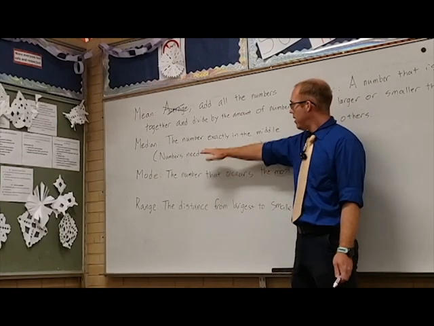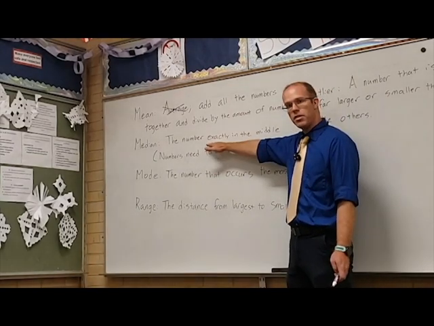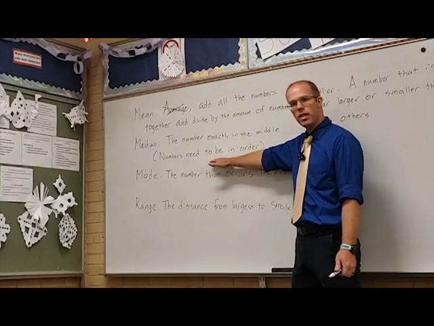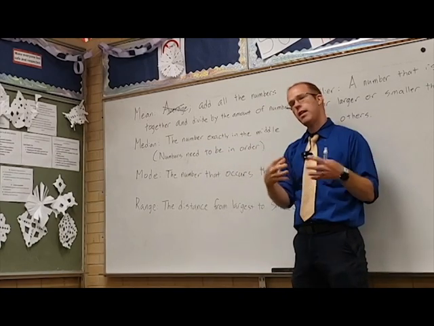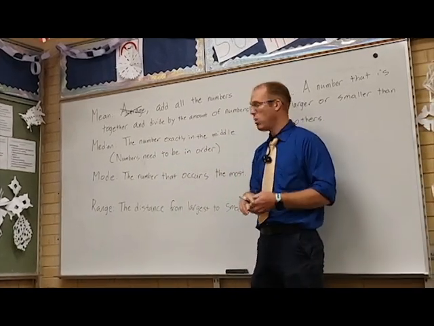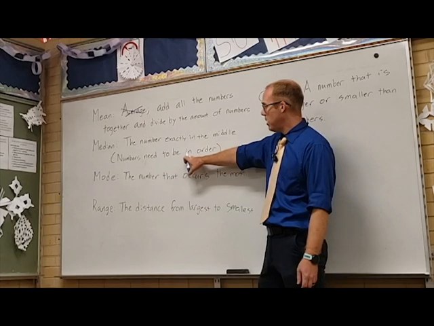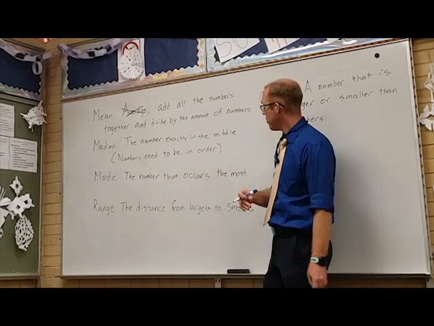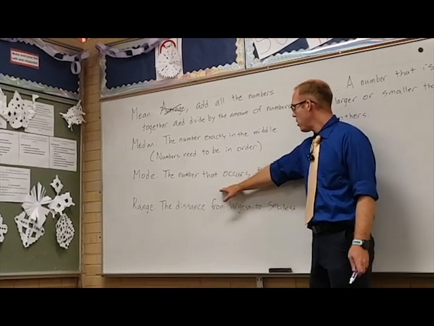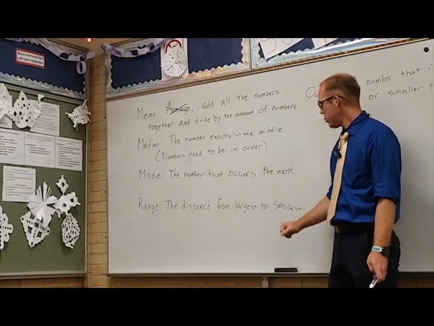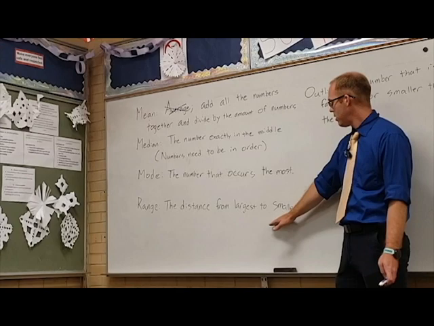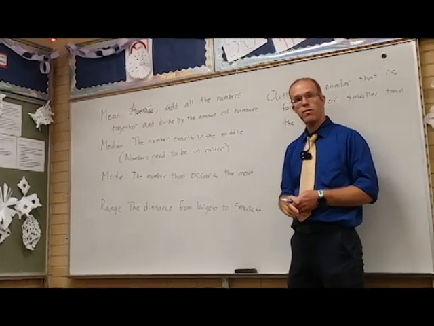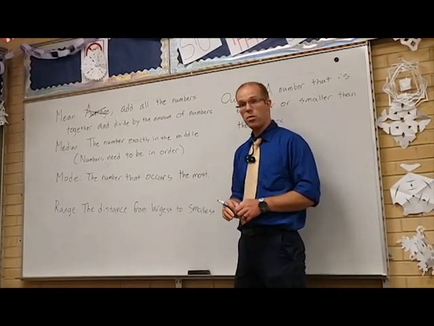With the median, that is the number that is exactly in the middle of the data set. Now, when you're gathering data, your numbers typically don't happen in order. So you need to make sure that you place those numbers in order to make it easier to find the median. The mode is the number that occurs the most, and the range is the distance from the largest to smallest, which we can figure out just by subtracting those two numbers.